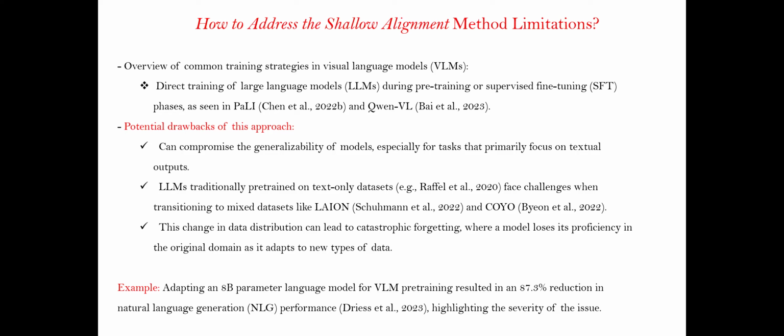So in a way, if I want to conclude, when we adapt LLMs to vision language models through a shallow alignment approach, there could be a possibility of catastrophic forgetting that affects the natural language generation ability of the large language model.